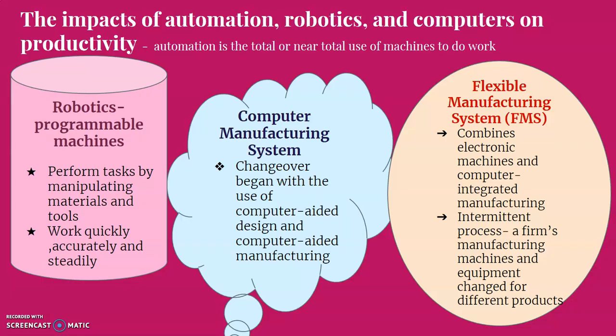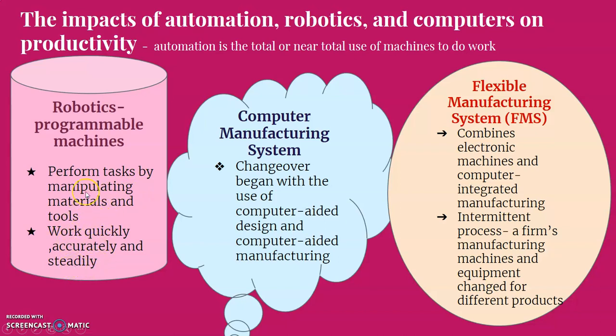Next is the impact of automation, robotics, and computers on productivity. Automation is total or near total use of machines to do work. Now humans are no longer required when using automation. Robotics are programmable machines that perform tasks by manipulating materials and tools.